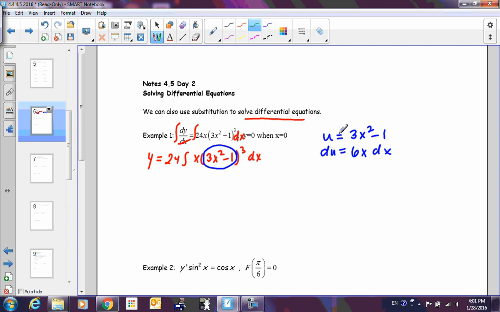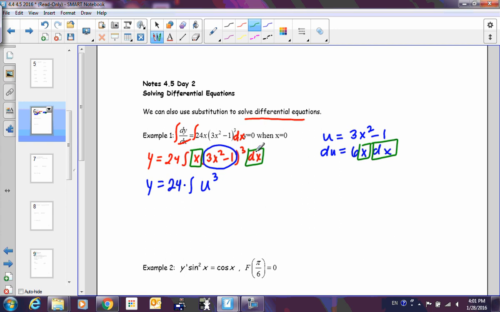What we're hoping for is that something over here matches all the other stuff in the problem. Okay? So here's an x. Here's the dx. All right, so let's think about this. We have y equals, we have 24. That's just going to get multiplied to anything else. We have our integration symbol, right? And then in place of the 3x squared minus 1, we have a u. So I'm going to go u cubed.